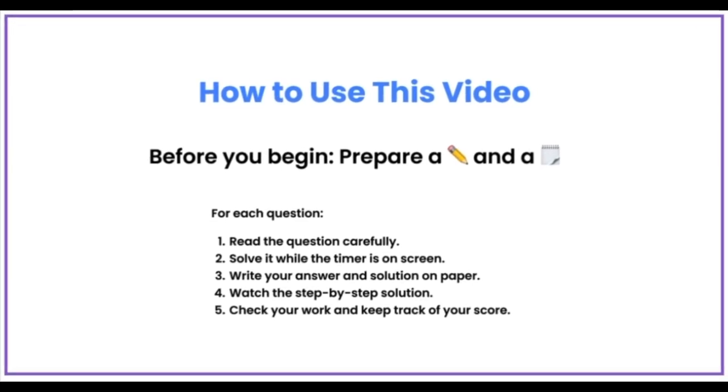So before we begin, make sure that you have a pen and paper with you. In this video, you will solve 5 algebra questions. Make sure that you read each question carefully. Solve it while the timer is on screen. Write on your paper. Make sure that you write every step that you did. If you're not sure how to answer, you can watch the solution after the timer. Check your work and keep track of your score.